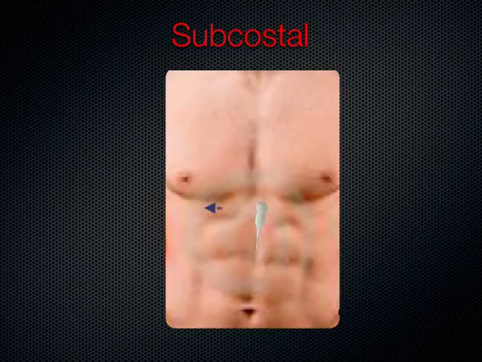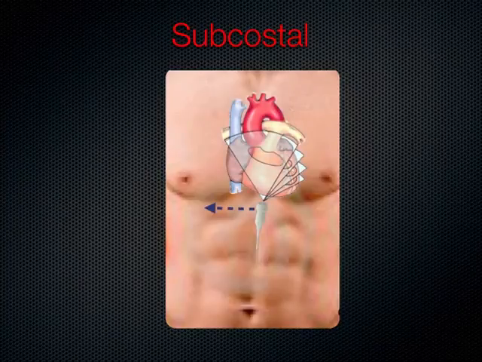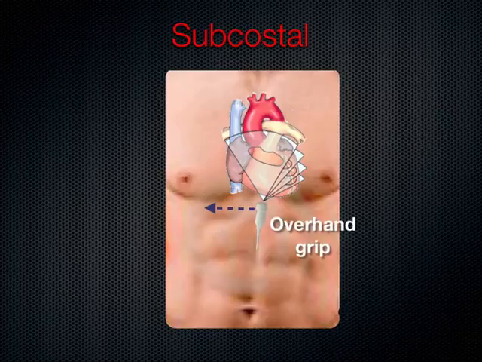When we look at the subcostal view of the heart, we've got the indicator aimed at the patient's right, and we're using the liver as a window to look up and see the four-chambered view of the heart. It's helpful to put your hand over the transducer in an overhand grip pattern, allowing the cable to exit the bottom of your hand.